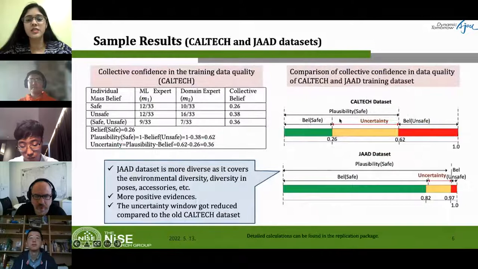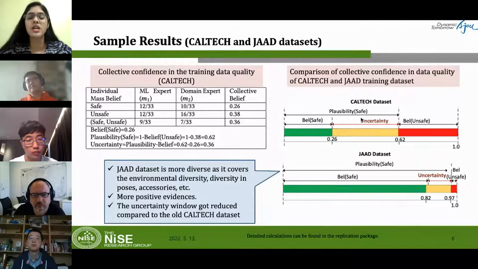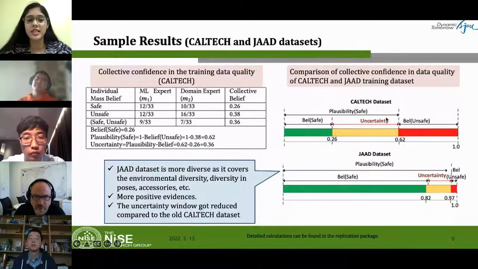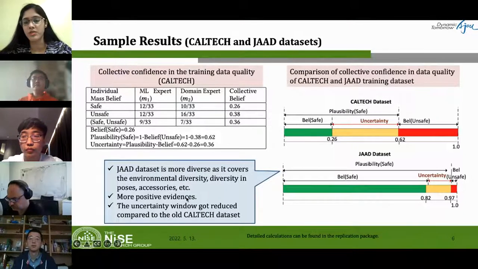As you can see here, we try to show some examples. We perform this method and try to see how much uncertainty we find for the Caltech dataset and the JAAD dataset. The Caltech dataset has been extensively used by various computer vision experts. However, we can see it has shortcomings in terms of representing the domain variability. So it has a significant window of uncertainty. Compared to that, the JAAD dataset, which is more diverse, covers more environmental diversity, diversity in poses, accessories, etc. We could collect more positive evidence and the uncertainty window got reduced.